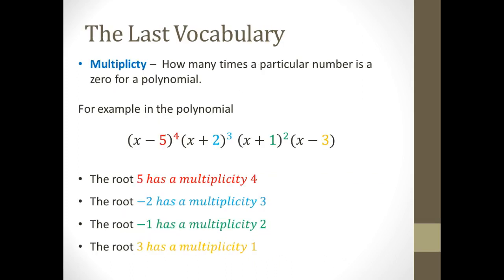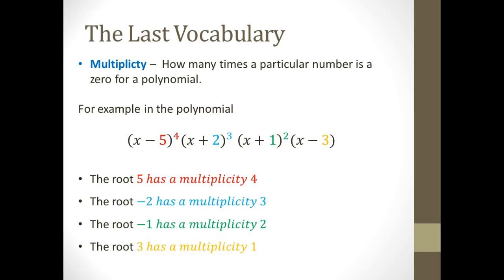And this last vocabulary, something else new, is this idea of multiplicity. Now, what is multiplicity? It's how many times a number is a 0 for a polynomial. Now, here's my example, and I color-coded it. I hope that helps you.